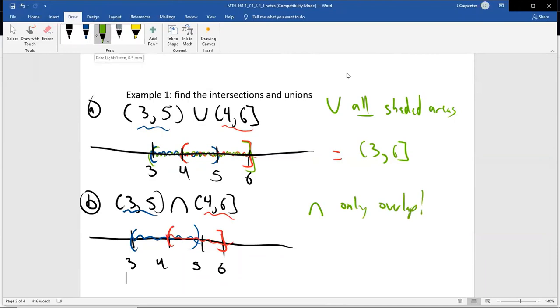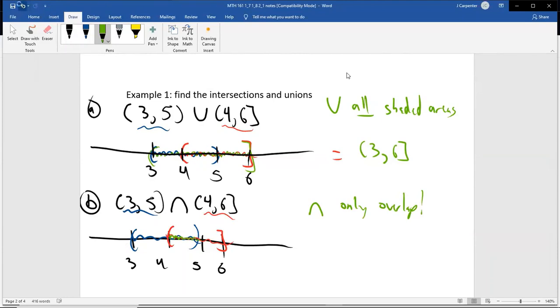So what am I going to highlight in green? Do I highlight here? Well, this is only blue, so in fact, no, that's not part of the solution. Do I highlight over here? Well, no, that's only in red, so not part of the solution. The only section where I did blue and red was between 4 and 5. So that's the region we're going between 4 and 5.